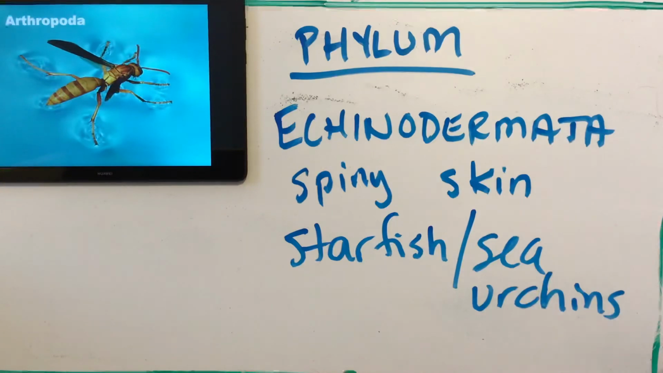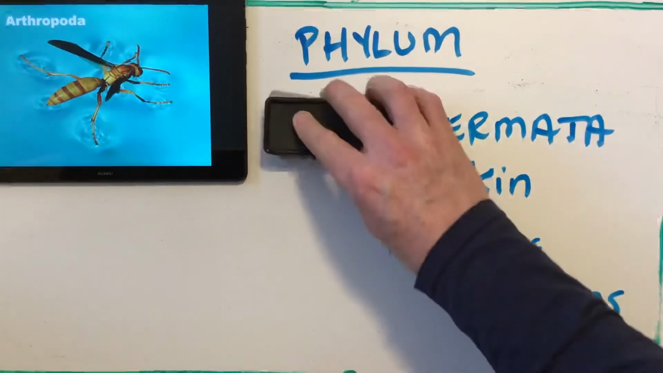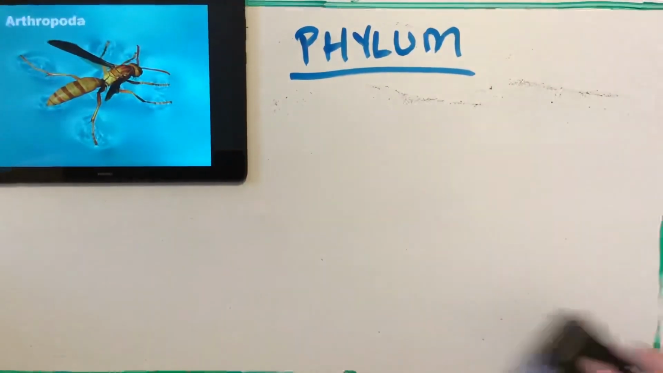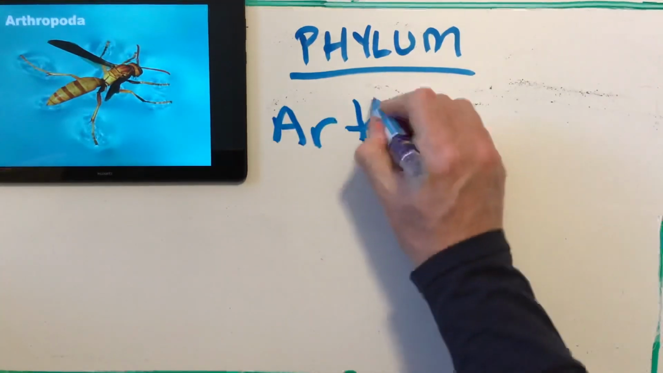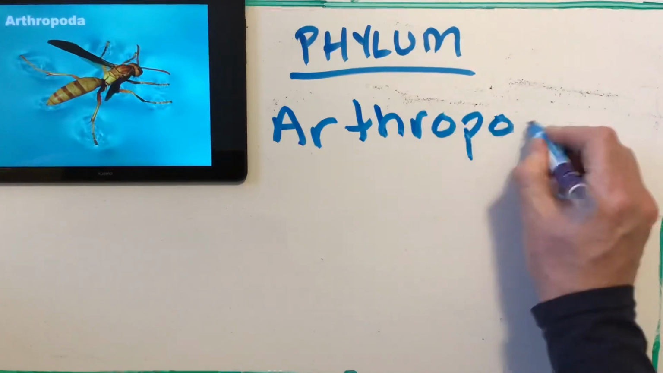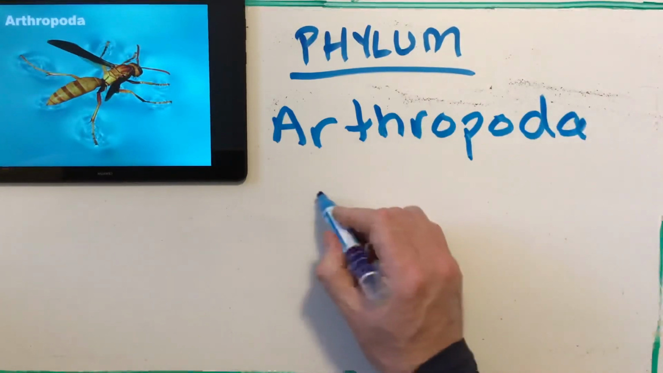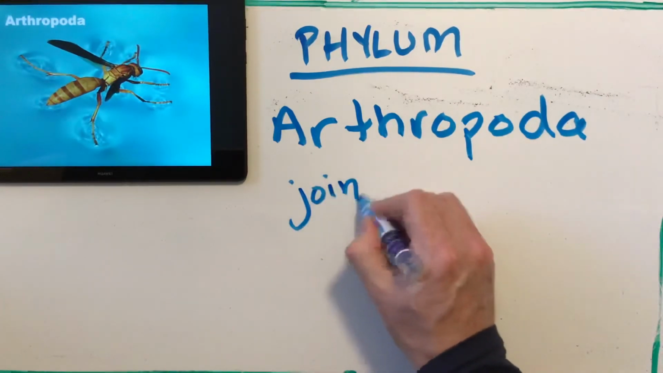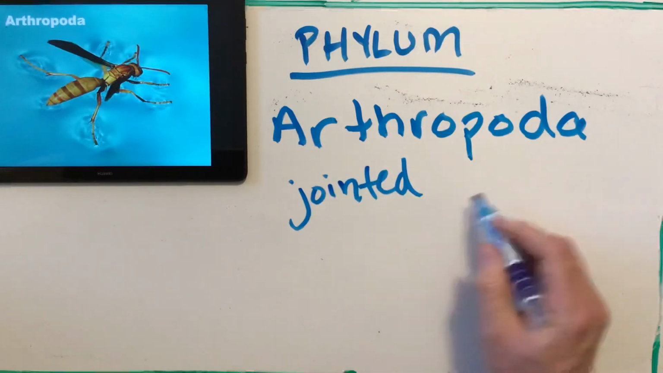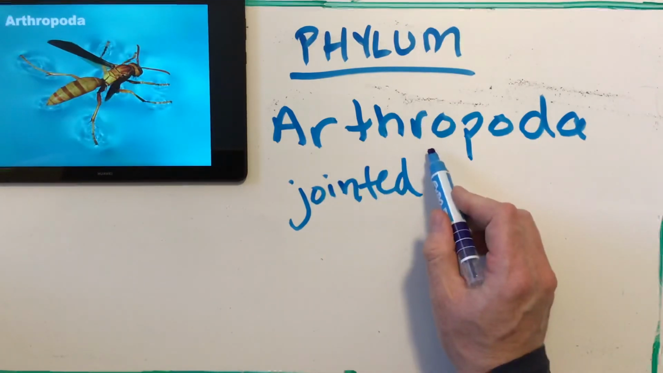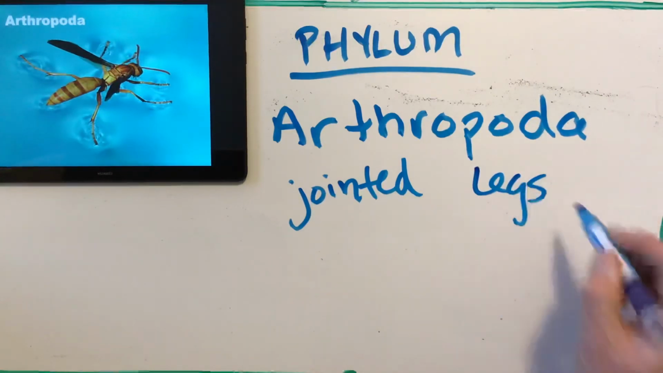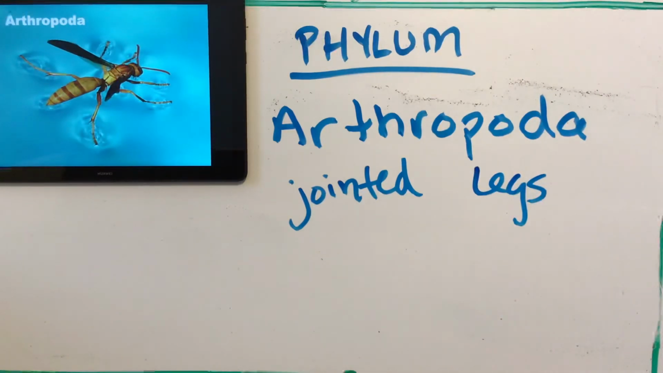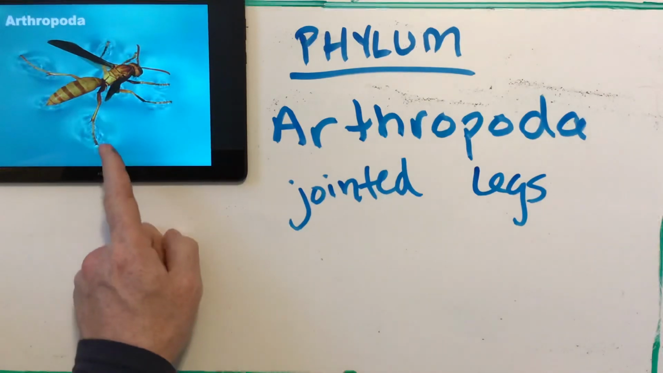Now our last group, the arthropods. This is the biggest group of all of the invertebrates. Arthropoda. Basically, arthro is jointed, or joints, right? Arthritis, painful inflammation of the joints. And poda is feet, or in this case, legs. They have jointed legs. Here's an arthropod here.